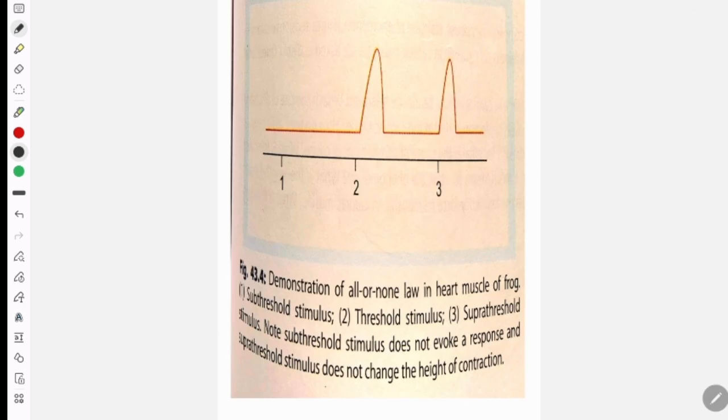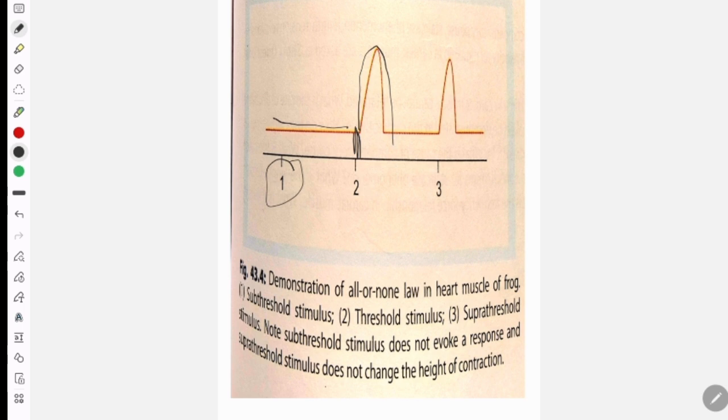This is the image depicting the all or none law. If you observe this one, this is nothing but the subthreshold stimulus. The subthreshold stimulus is not giving any excitation. We can observe here it is a very straight line. Whereas this, number 2, is the threshold stimulus. At that time only the excitation can occur.